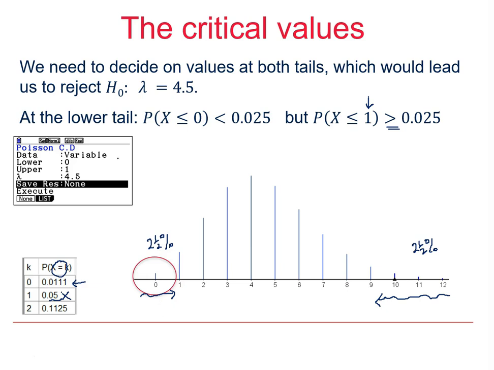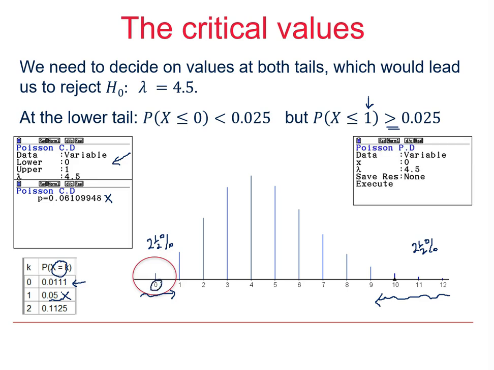Alternatively, you can look on the calculator. So this is using the cumulative distribution, and you can see the probability of getting 0 and 1 is 6%. That's too big. So our critical value at the low end is 0. And you can just check that again on the calculator. Probability of getting 0 is just 1%. So in order to keep our tail end occurring with a probability of below 2.5%, the only critical value we have in our critical region is simply 0.